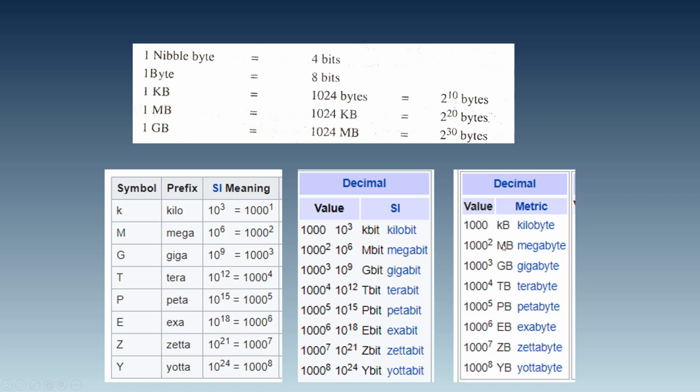Your photograph lies in this range, 2 to 5 MB. Similarly, your songs, your movies and games lie in this range, gigabyte. So higher the value, the terabyte is bigger than gigabyte, gigabyte is bigger than megabyte, and megabyte is bigger than kilobyte. These are the units of memory.